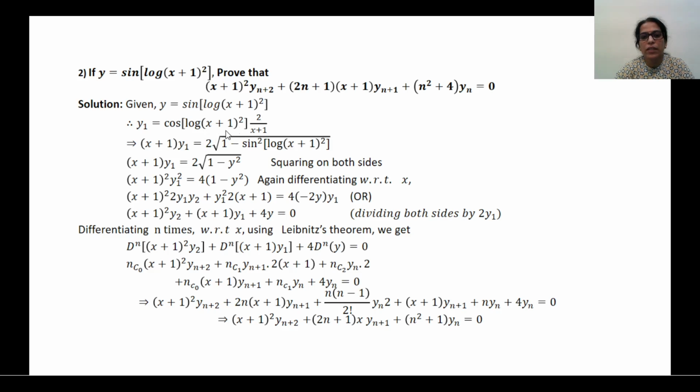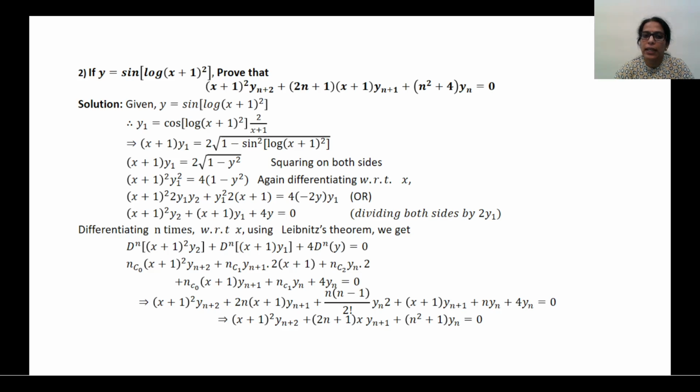The derivative of log of x plus 1 is 1 over x plus 1. Now cross multiply this x plus 1. You will get x plus 1 into y1, which is equal to 2 cos of log of x plus 1. Now write this cos in terms of sine. What is cos theta in terms of sine theta?